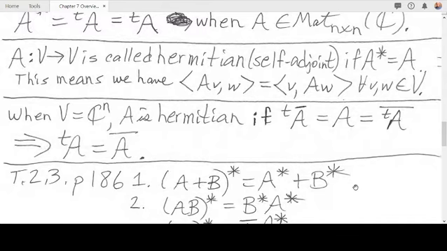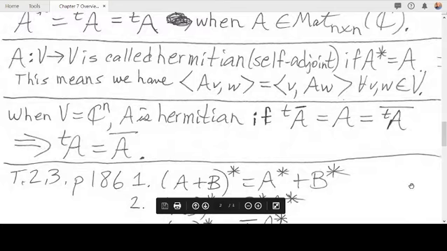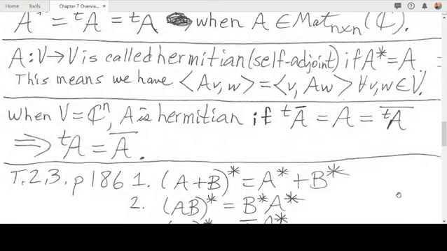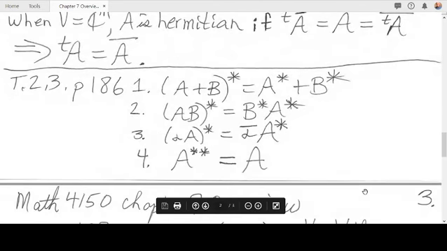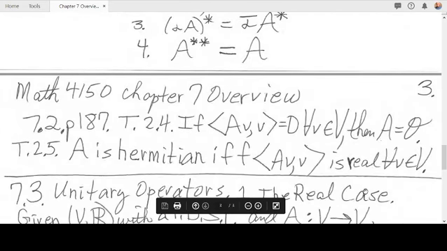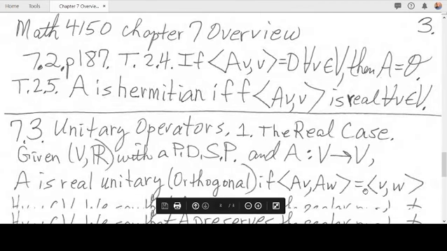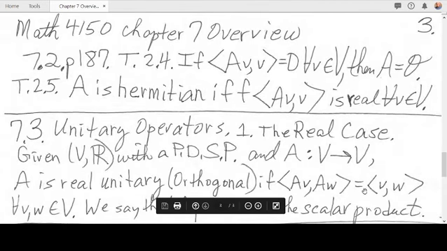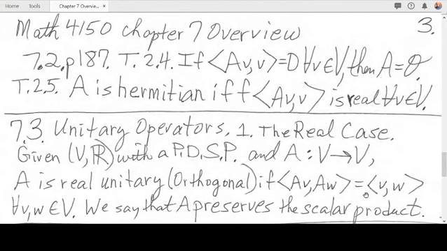And then you had the homework for theorem 2.3 on page 186, which is the same as the other theorem for the transpose of operators with the star, the dual space operator. Then finally, we have a couple of theorems to end 7.2 on page 187. Theorem 2.4, very important.